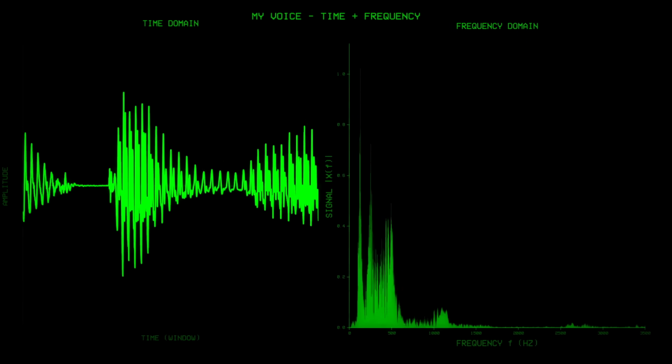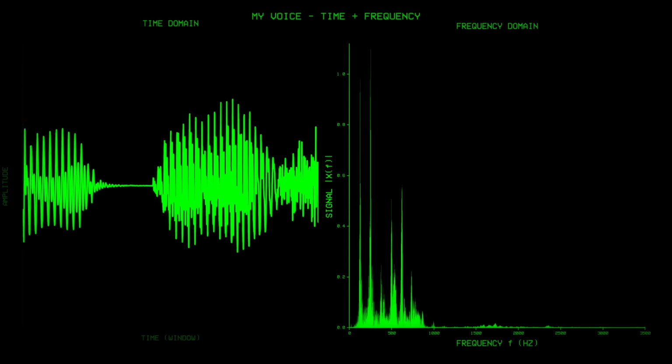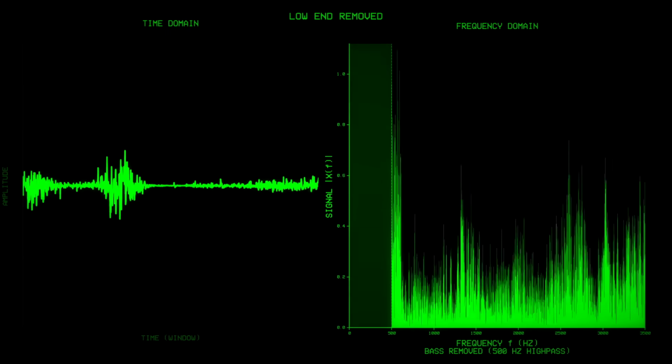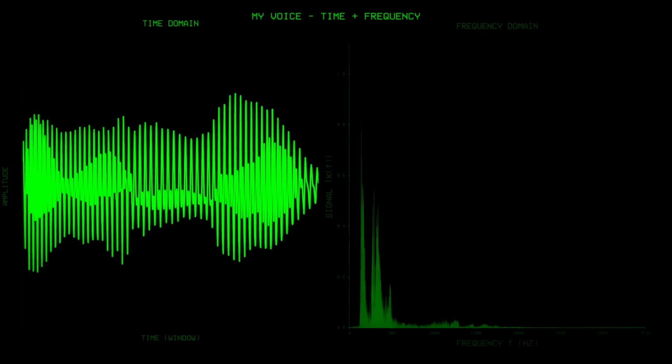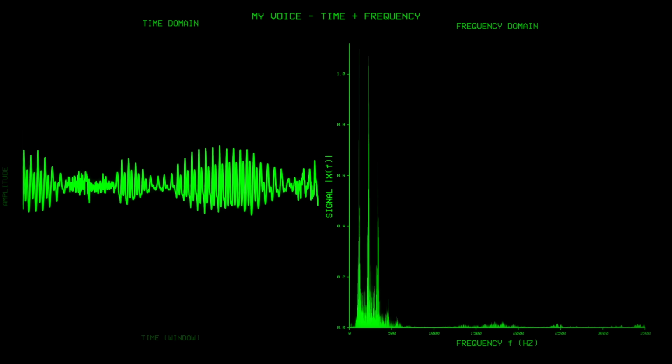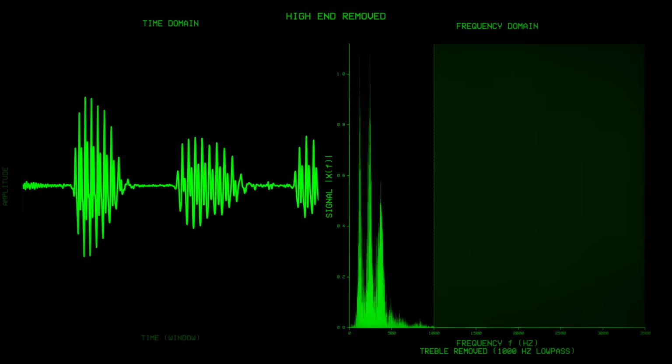I can remove the lower frequency component by forcing all signal in that low frequency region to be 0. Now the only thing that remains is the higher frequency signal. I can also remove the high frequency component by forcing all signal in that high frequency region to be 0, and we're left with the low frequency part of my voice.